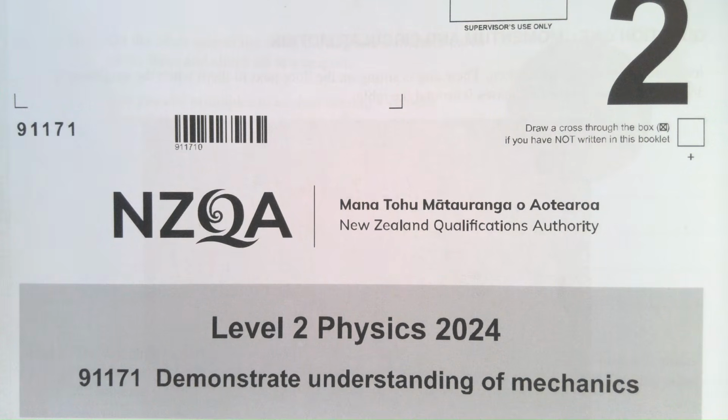Alright, hey everyone, this is going to be a walkthrough of the Level 2 Physics 2024 paper for the Mechanics Standard. Make sure you've got your resource sheet open or with you. I think we need a pencil and a calculator for this exam, and a ruler, sorry. So we'll get straight into it.